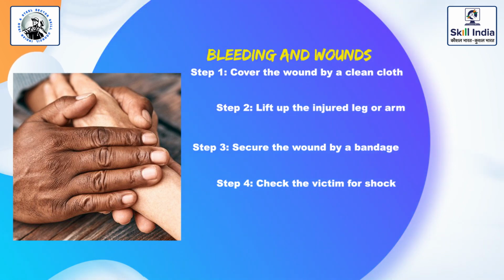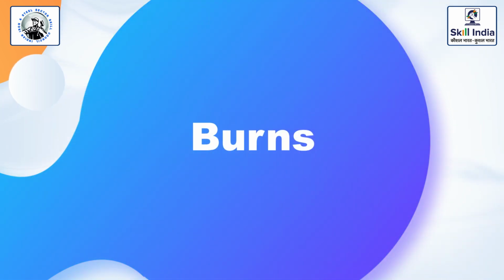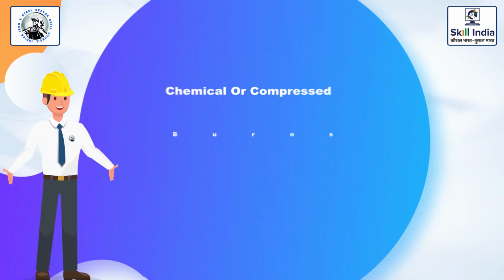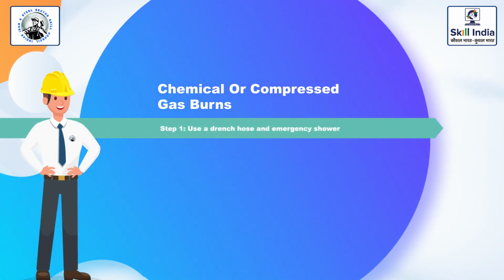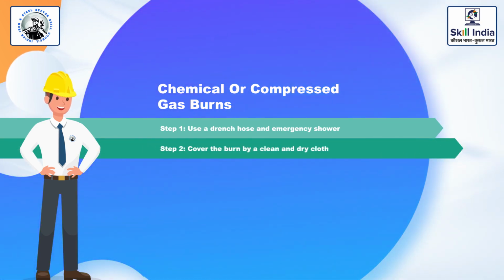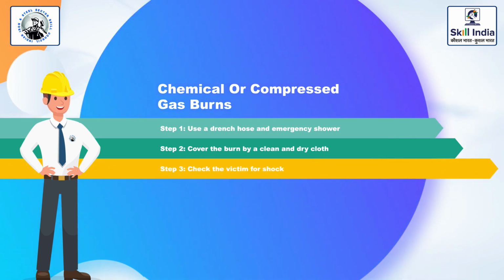In case you face a situation where the victim is suffering burns, do the following. In case of chemical or compressed gas burns, wash the residues of all chemicals using a drench hose or emergency shower. Do it for at least 15 minutes. Use a clean, dry cloth to cover the burn. Lastly, check the victim for shock.